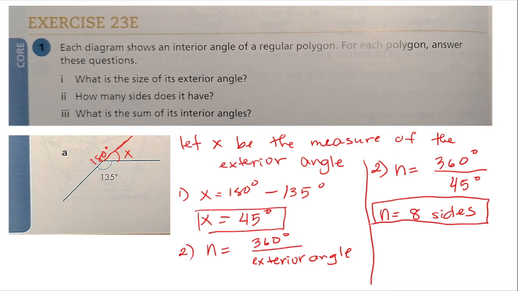Okay, tandaan natin yung unit. Sides, hindi degrees. Okay, be careful sa pagsusulat ng unit. Okay, so 8 sides, so it means ito ay isang octagon.